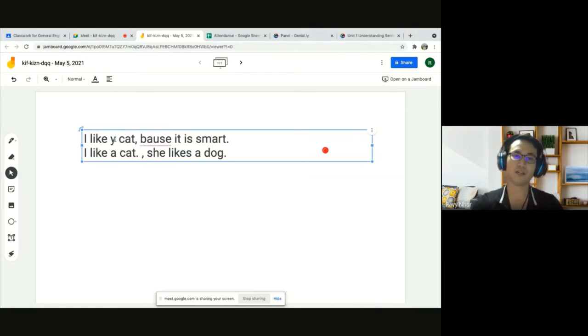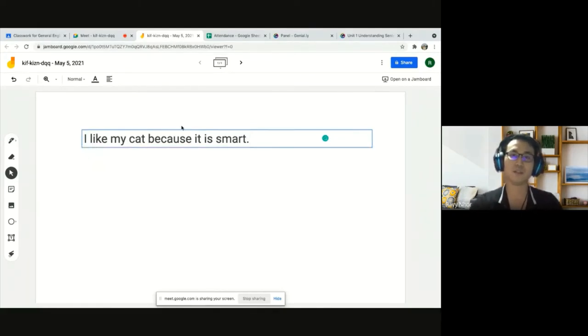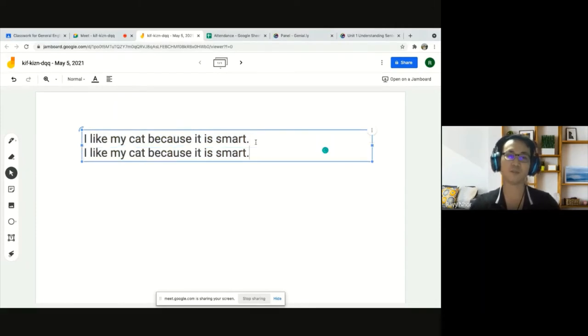Okay, so let's say I like my cat because it is smart, or she is smart. Whatever. Generally, a complex sentence has one independent clause and one dependent clause.